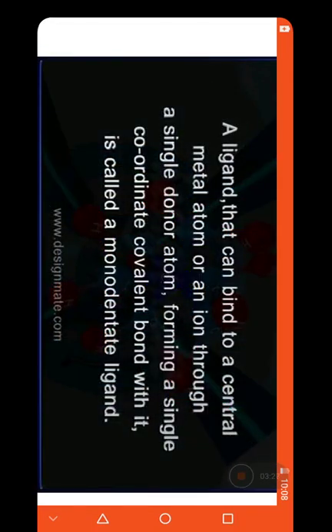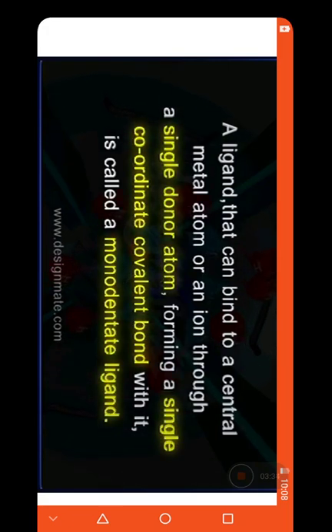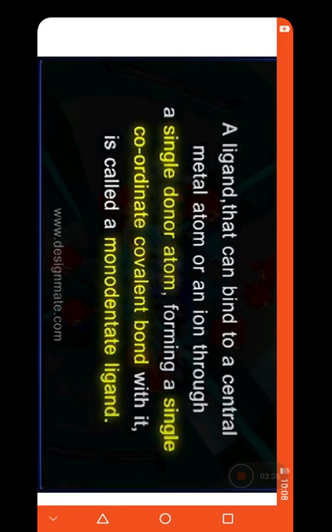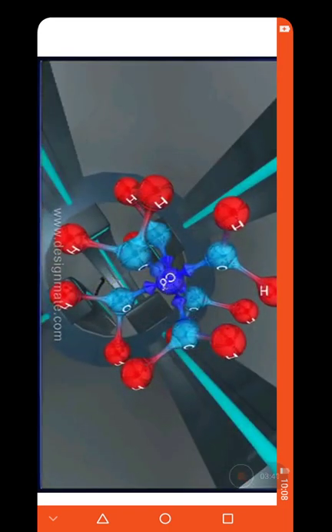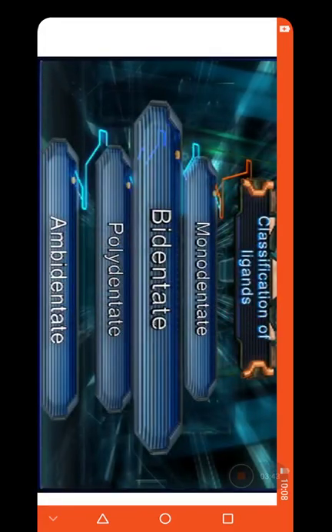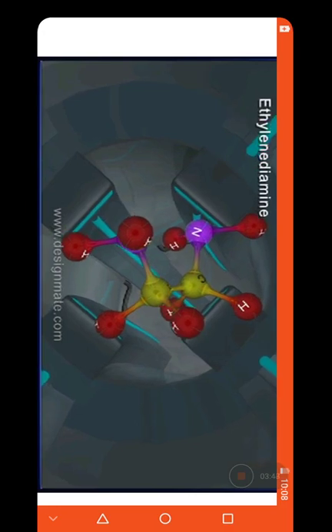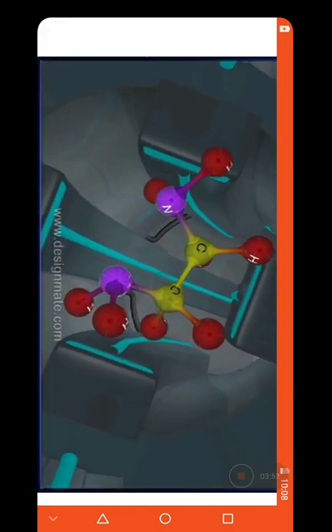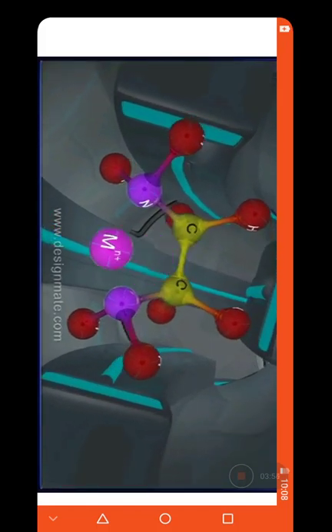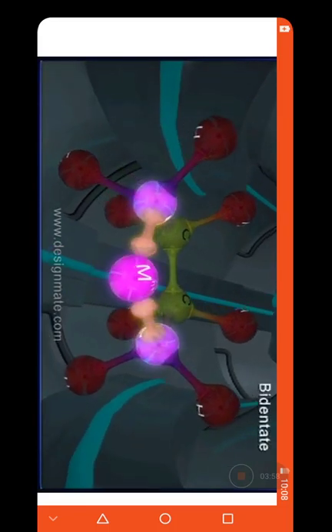In general, a ligand that can bind to a central metal atom or an ion through a single donor atom, forming a single coordinate covalent bond with it, is called a monodentate ligand. Bidentate ligands. Now consider a molecule of ethylene diamine. 2 nitrogen atoms present in this molecule form 2 coordinate covalent bonds with the central metal atom. Such a ligand that binds through 2 donor atoms is called a bidentate ligand.